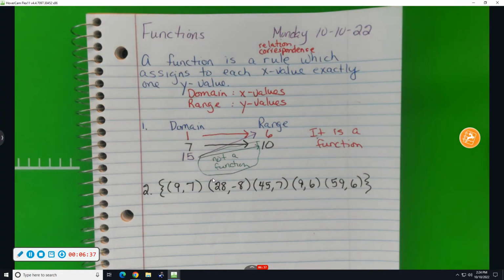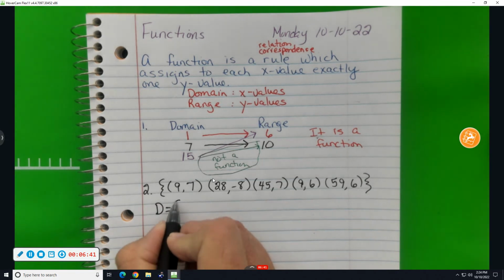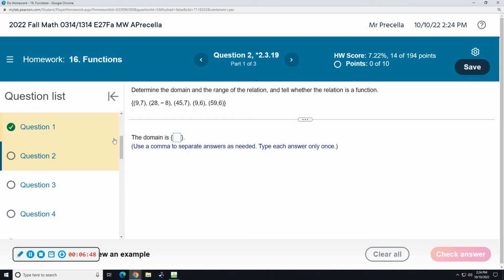It asks, find the domain. Let's look at those instructions once again. Use a comma to separate your answers as needed. Type each answer only once. That's important. So if the x values are repeated, don't write it down twice. Write it only once.